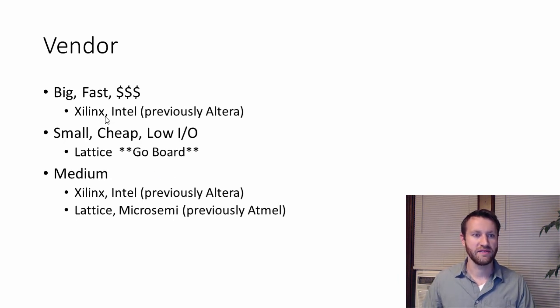So big and fast, those are going to be Xilinx and Intel. If you need something to run as much data as possible, as quickly as possible, you're going to go to those guys. If you want to get small, cheap, go to Lattice. If you want to do somewhere in the middle, there's a whole bunch of FPGAs in the middle. So the middle is probably the hardest to really narrow down.